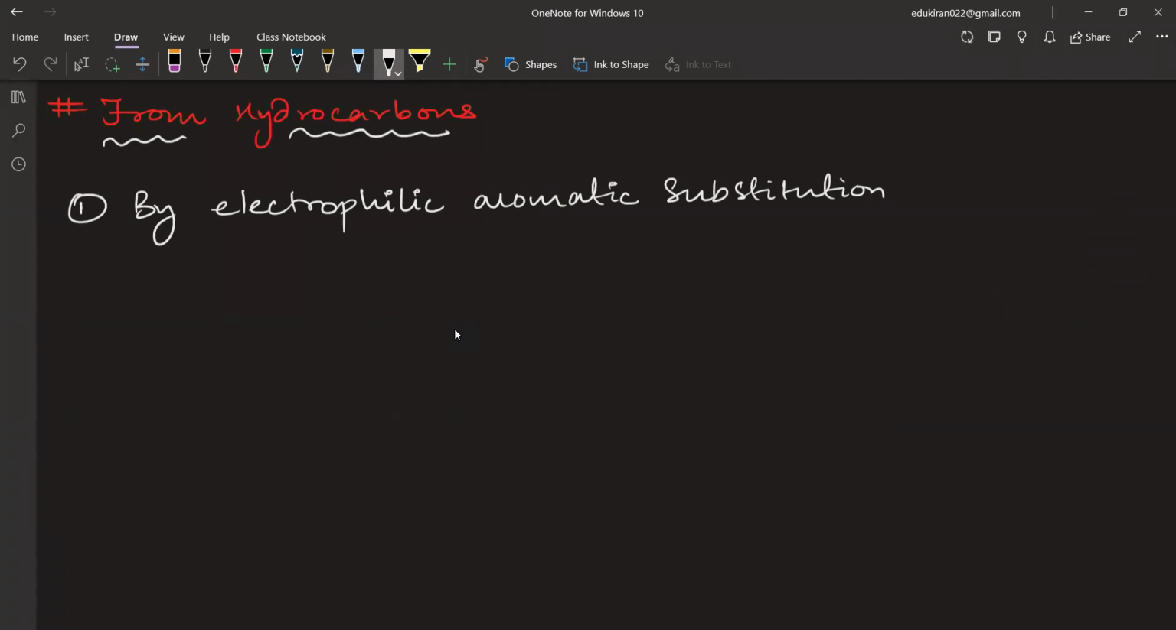By electrophilic aromatic substitution. In this case, I am giving you some problems. You will write the product. Make a guess. Cl2 in the presence of, let's say, FeCl3. What will be the product?